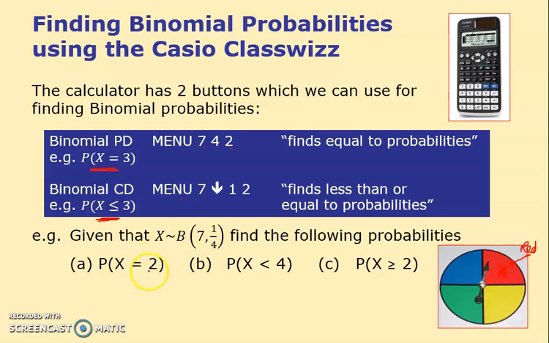I want to know what's the chance if I do it 7 times of I get exactly 2 reds. And I can just do this on my calculator. I'm going to talk you through the keys I'm going to press. See if you can do it now.